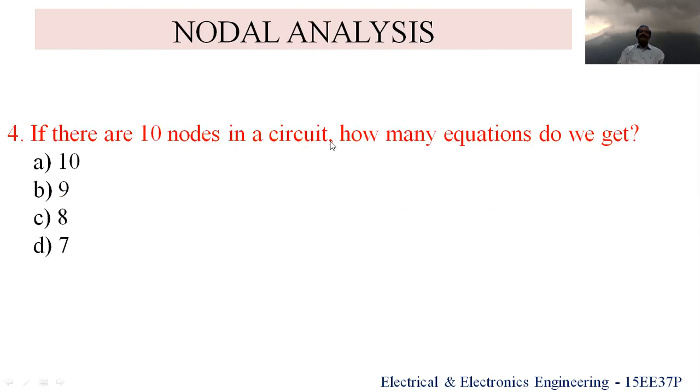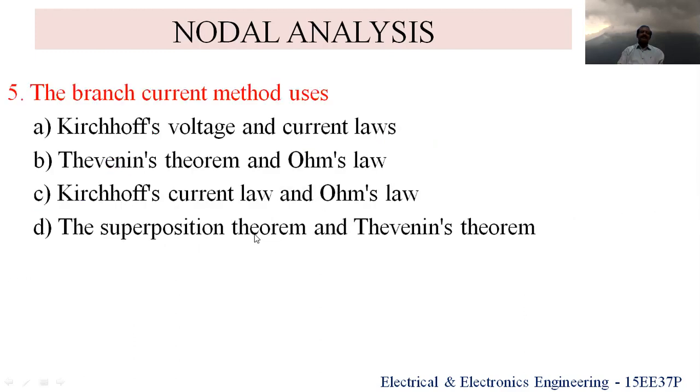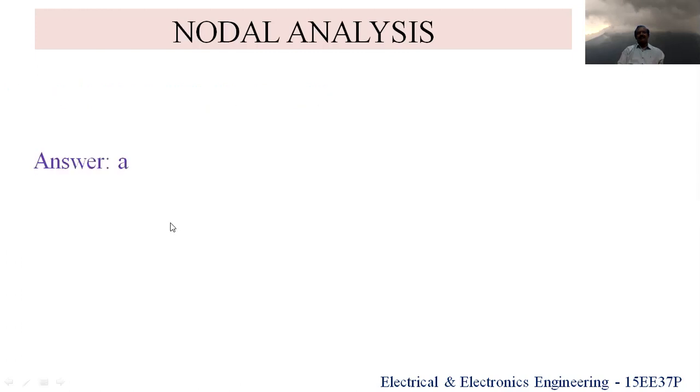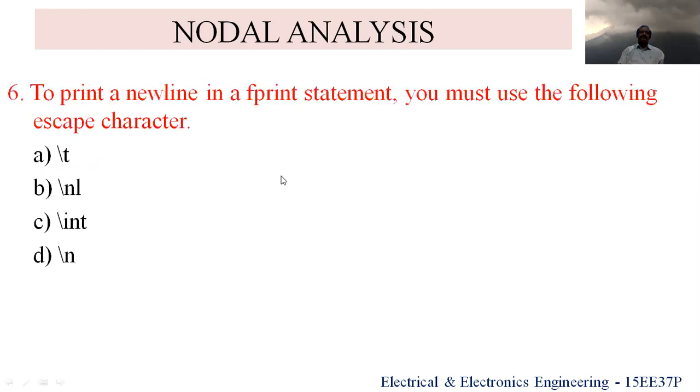If there are 10 nodes in a circuit, how many equations do we get? Again, it is repeated. One node is taken as a reference node. The number of equations will always be one less than the number of nodes in the circuit. Hence, for 10 nodes, we get 9 equations. The branch current method uses: Kirchhoff voltage and current laws; Thevenin's theorem and Ohm's law; Kirchhoff current law and Ohm's law; or the superposition theorem and Thevenin's theorem. So the answer is A, that is Kirchhoff voltage and current laws.